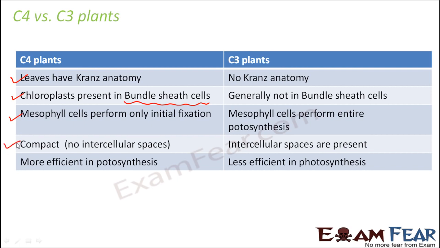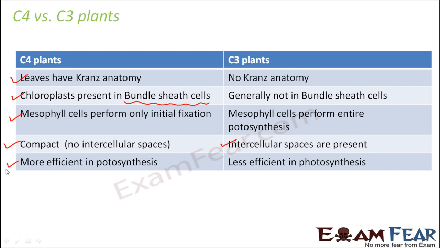In C4 plants, the internal structure of the leaf is very compact with no intercellular spaces, only palisade parenchyma present in the mesophyll layer, whereas in C3 plants there are a lot of intercellular spaces due to the presence of spongy parenchyma. C4 plants are more efficient in photosynthesis.